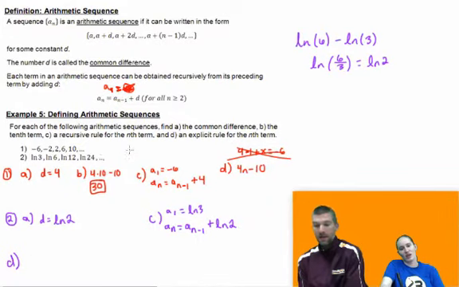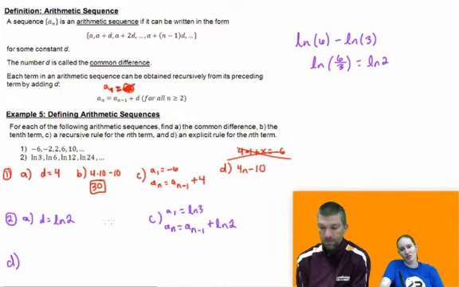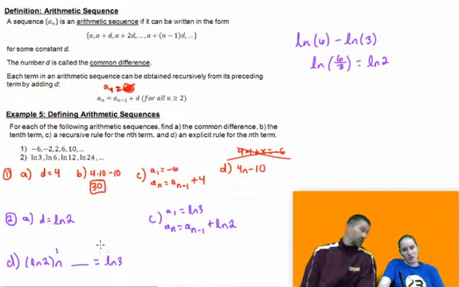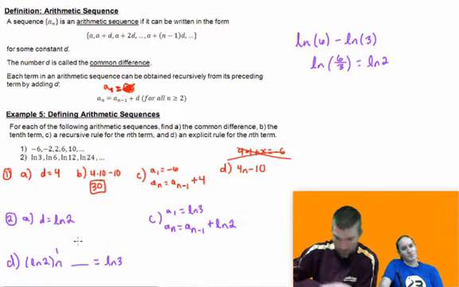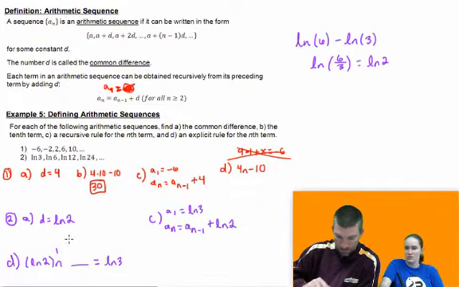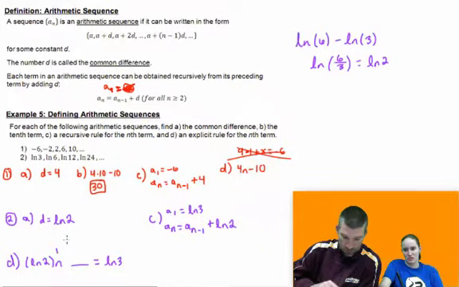Okay, so explicit rule. We are trying to add natural log of 2 each time. So we're going to have perhaps a natural log of 2 times n situation. We want to know, what does this have to be so that our first term, when we plug in 1, equals the natural log of 3? So natural log of 3 divided by natural log of 2, I suspect. Okay, plug it in. Natural log of 3 divided by natural log of 2.